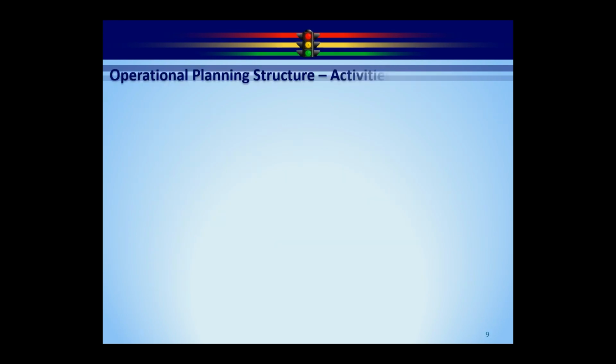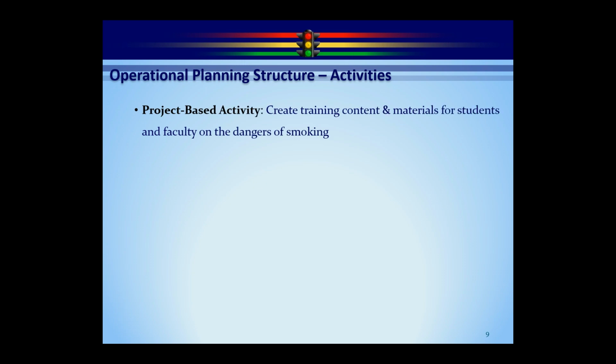Activities come in 3 different types in the VMSG dashboard. The most common type of activity we call a project-based activity. When you're thinking of putting an activity in there, think of a project. So in this case, we're going to create training content and materials for students and faculty on the dangers of smoking. That is a project. We're going to have a beginning date, we're going to have an ending date, and we're going to accomplish this project in the middle here.